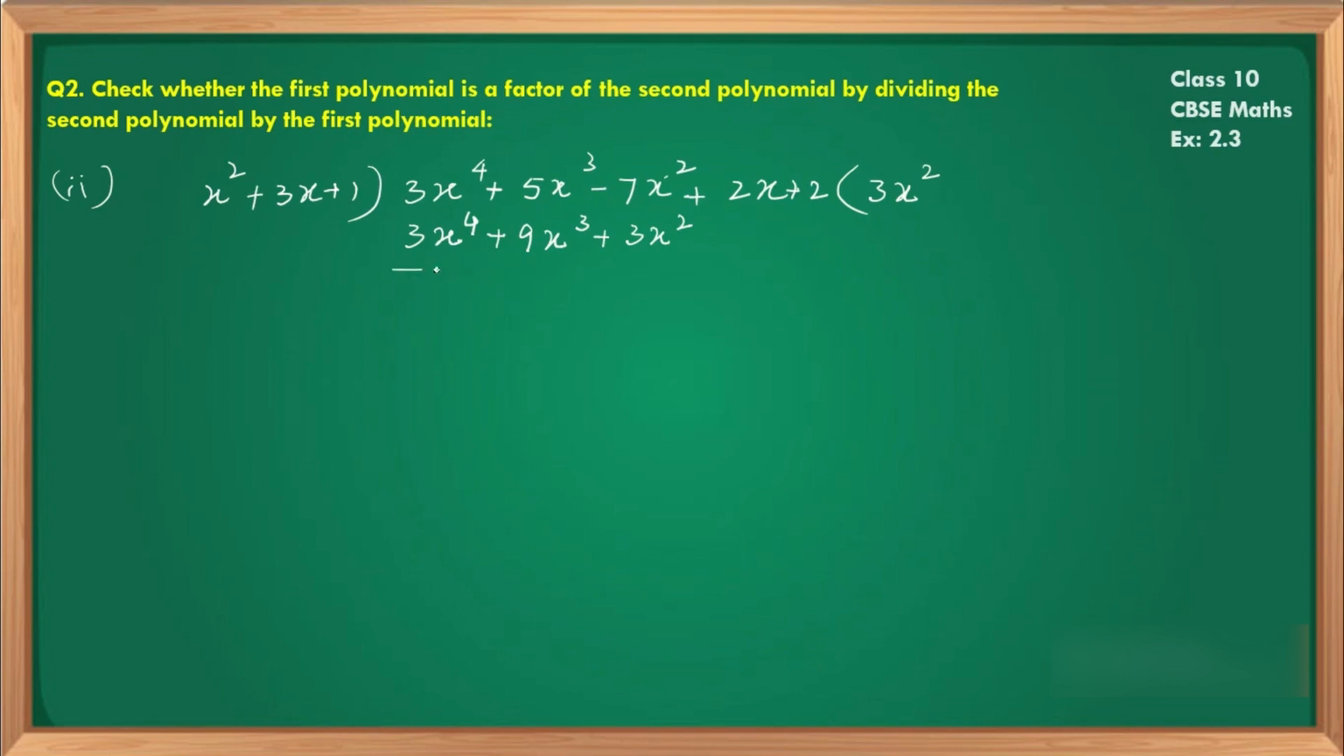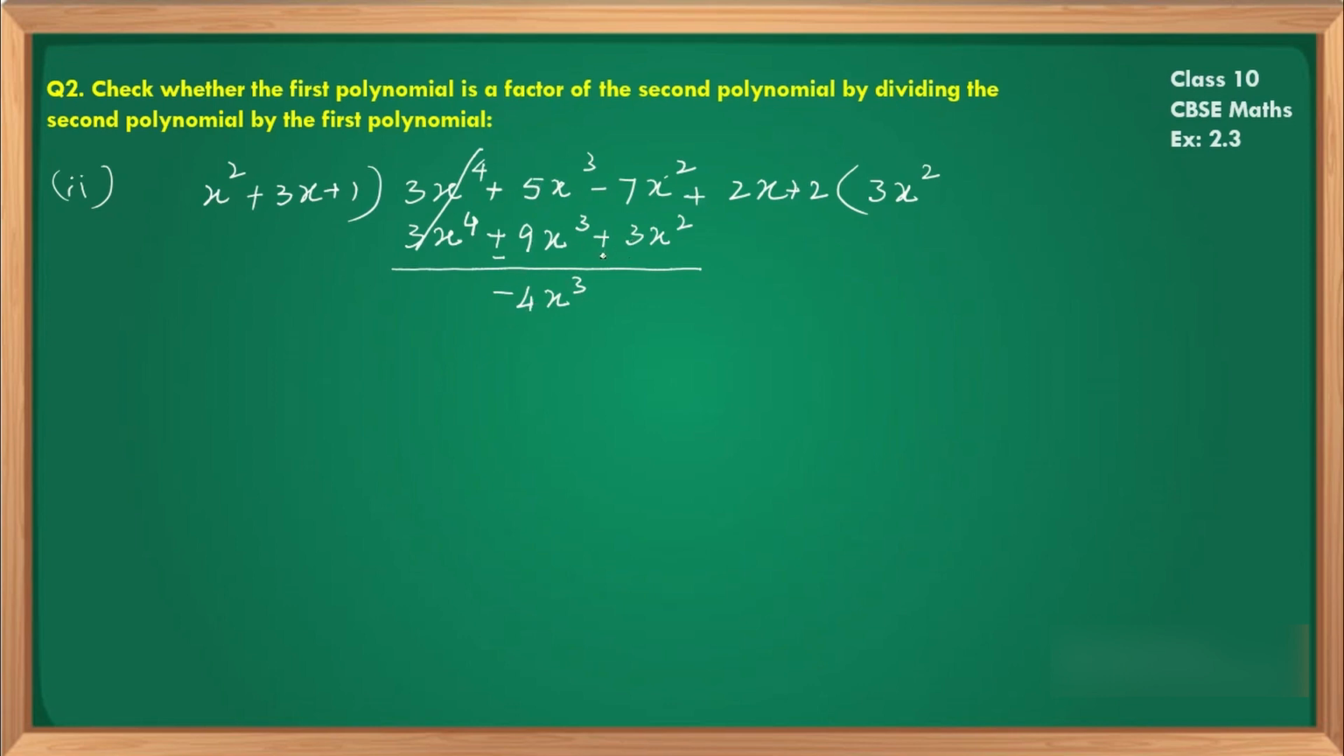Now draw a line. 3x to the power 4 and this gets cancelled. Now this sign becomes minus. The difference would be minus 9x cube. It is not minus 9, it is minus 4x cube. Minus 9 and plus 5 gives you minus 4x cube.